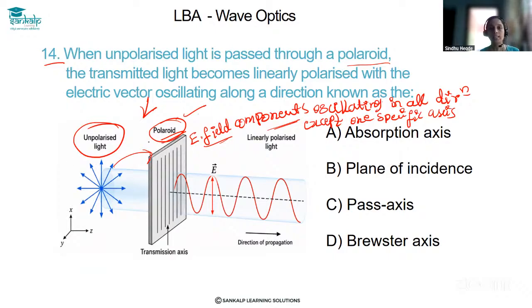An unpolarized light passes through this polaroid. This polaroid blocks electric field components which are oscillating in all directions. Instead of oscillating in all directions, it makes them oscillate only along a specific axis. So here the correct option is that the direction of oscillation is known as the pass axis. So the correct option is option C, pass axis.